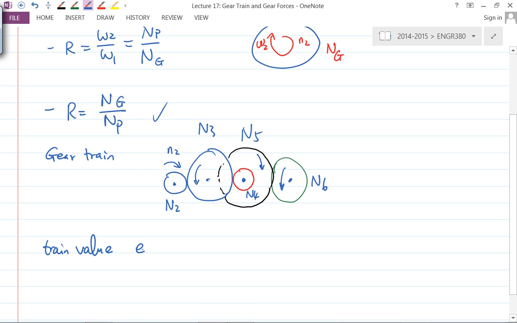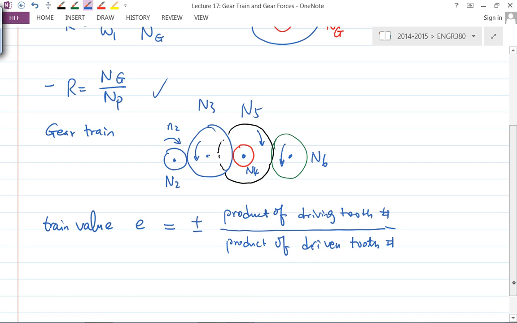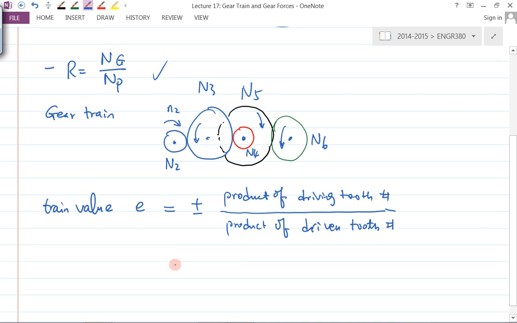So we use E to represent this value, and E is defined as positive or negative, the numerator's product of the driving tooth numbers over the product of the driven tooth numbers. So what does that mean? Let's take a look at this particular example right here.